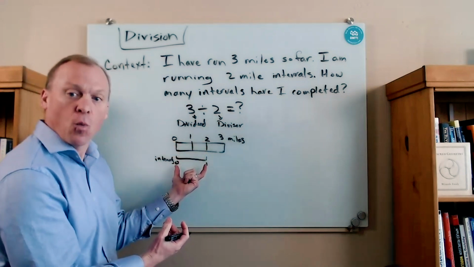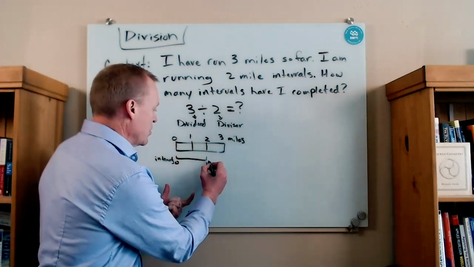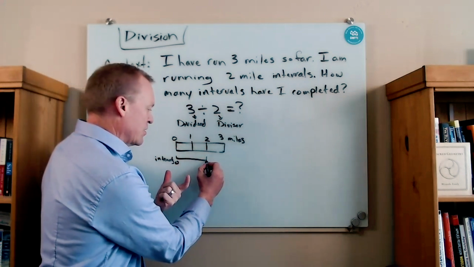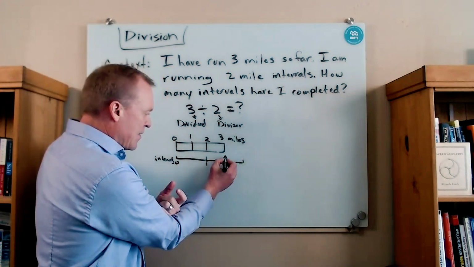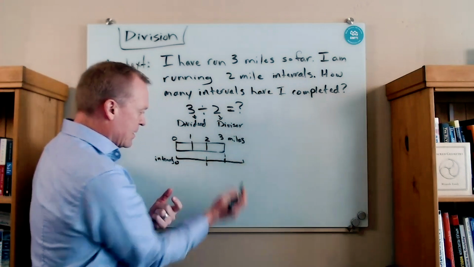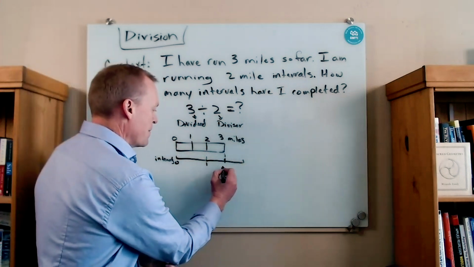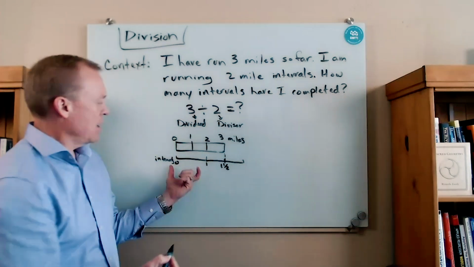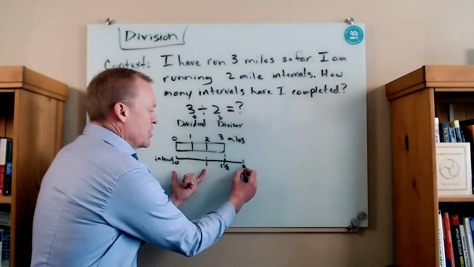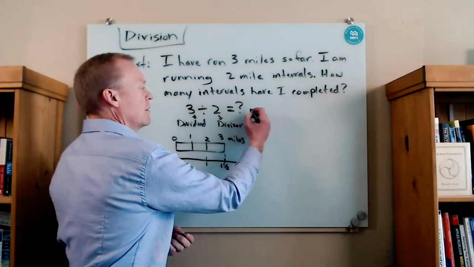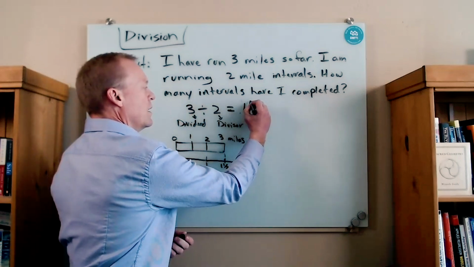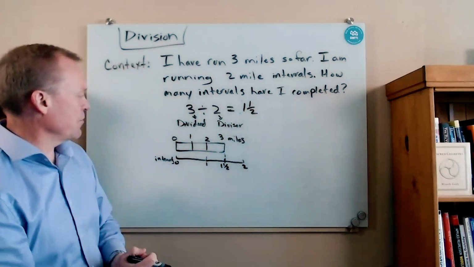I've scooped out 1 for sure. And if I was to do another interval, that's 2 miles. That would be all the way over here to where 4 is. That means, where am I here? I'm halfway, so I am 1.5 intervals. That would have been 2 over here. So 3 divided by 2 is going to equal 1.5. So I have 1.5 intervals.